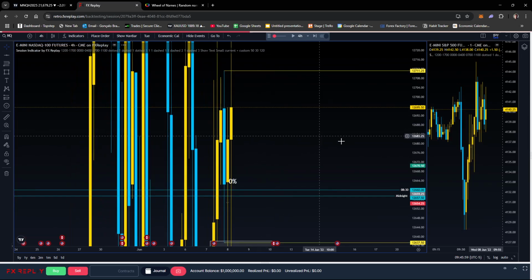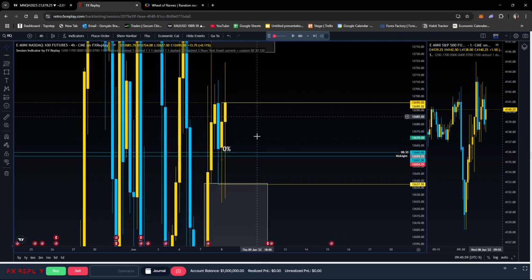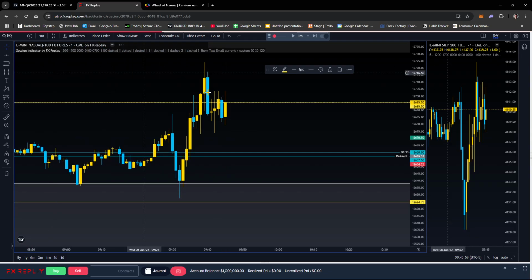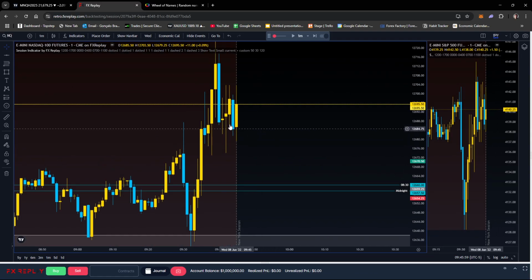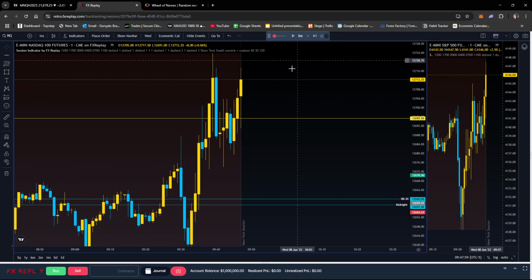So I'm interested in selling, but does that align here? So we swept the high. We haven't swept the low, but we have dipped into that bullish gap. So we're just paying attention to all these little details now. So most recently we swept the high. So I'm interested in selling.